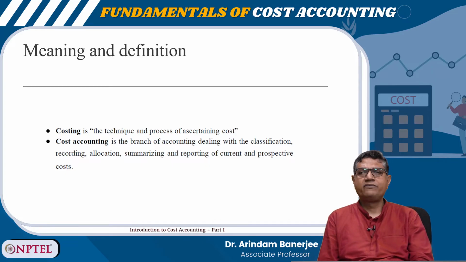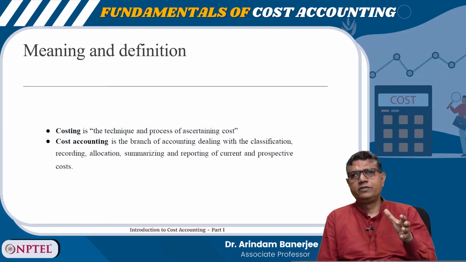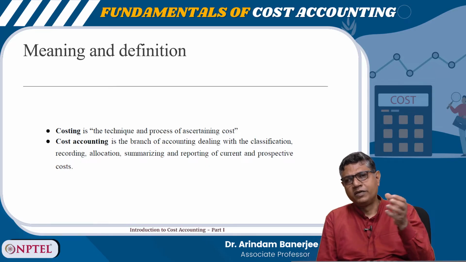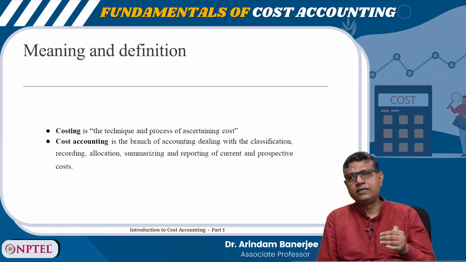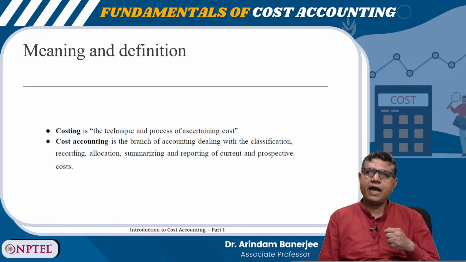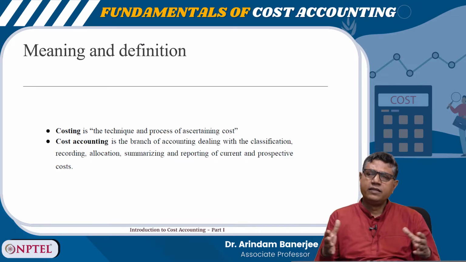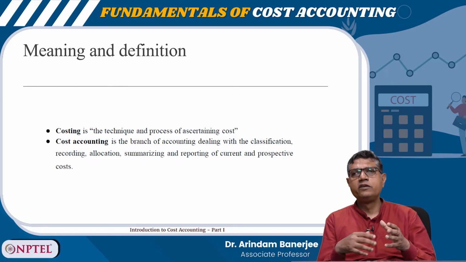How does it classify? Say, for example, variable cost and fixed cost, this is a kind of classification we can do. Recording: it collects the cost data from the shop floor, from the different points where the cost is generated, from different cost centers, and records it in a systematic manner. It makes allocation, where the direct cost is not directly allocated, it uses apportionment, it follows the process of allocation of cost, then it summarizes and then it reports.